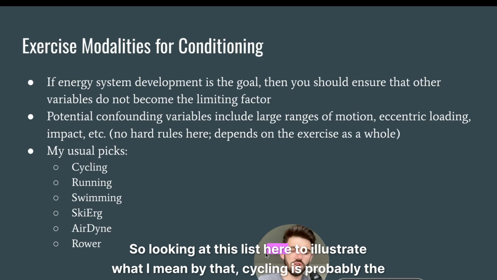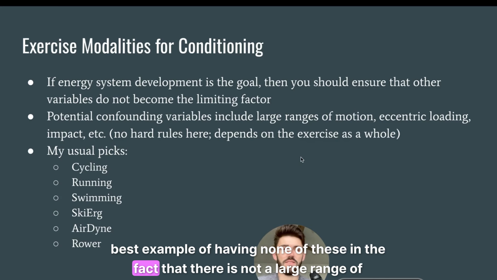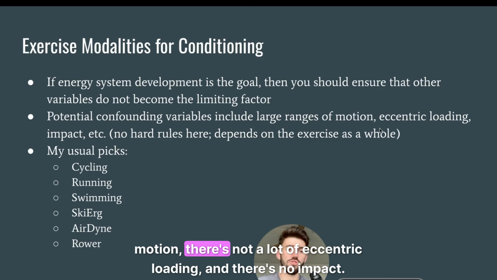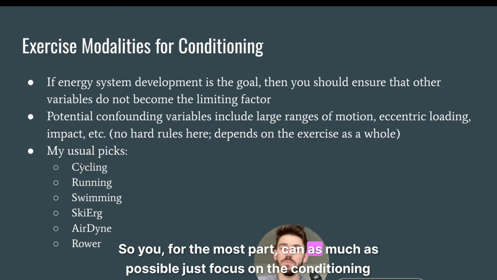So looking at this list here to illustrate what I mean by that, cycling is probably the best example of having none of these, in that there is not a large range of motion, there's not a lot of eccentric loading, and there's no impact. So you for the most part can, as much as possible, just focus on the conditioning aspect.